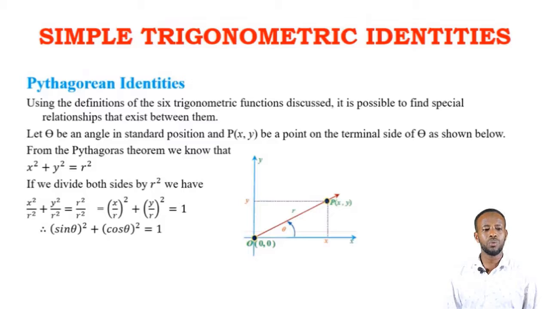And also it is one of the simple trigonometric identities. Sine squared plus cos squared will give us 1 always. This is an identity, it will never change. It will be as it is.